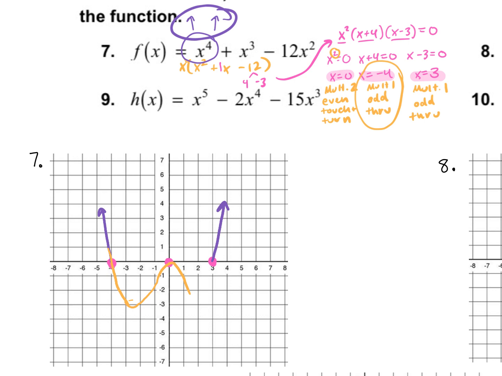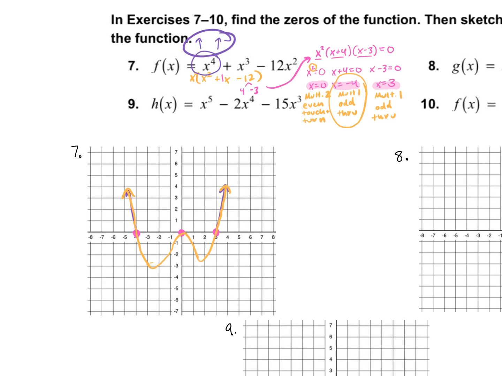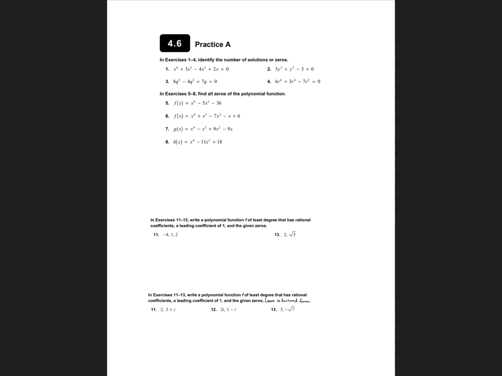And then at 3, do I touch and turn or go through? Go through. So I'm going to make my way over to 3, and I would go through that point. So this would be my graph. If you wanted to, your graph could look like this. As long as you have the shape, it's fine. Or if your graph looked like this, that would be okay too. Just the shape, the direction, what you're doing at each point. Any questions here? All right, next page.